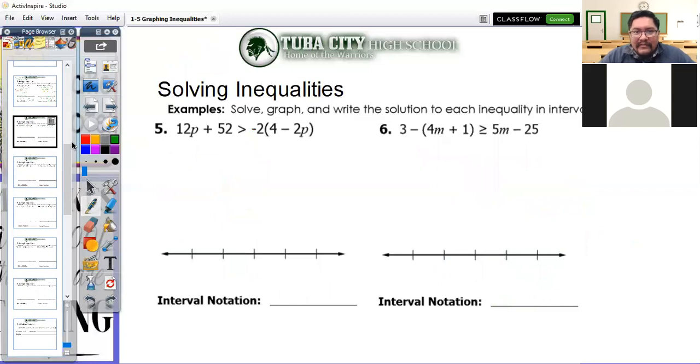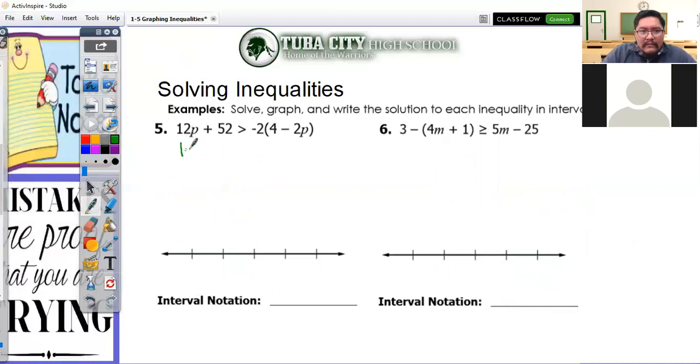Now we have more solving to do. So we got more solving. And for some reason, they just really like parentheses in this. So nothing's going to change here. All right, but I want to get rid of these parentheses here. That's always the first thing we got to do, get rid of any grouping symbols or parentheses that we have. So don't forget to multiply everything by -2.